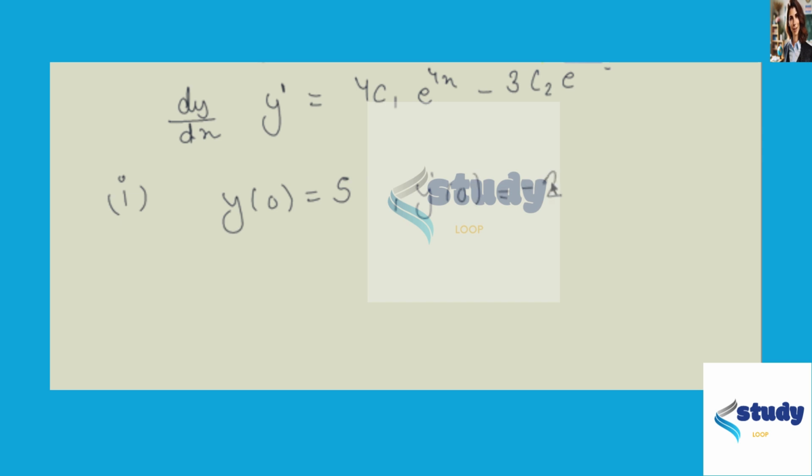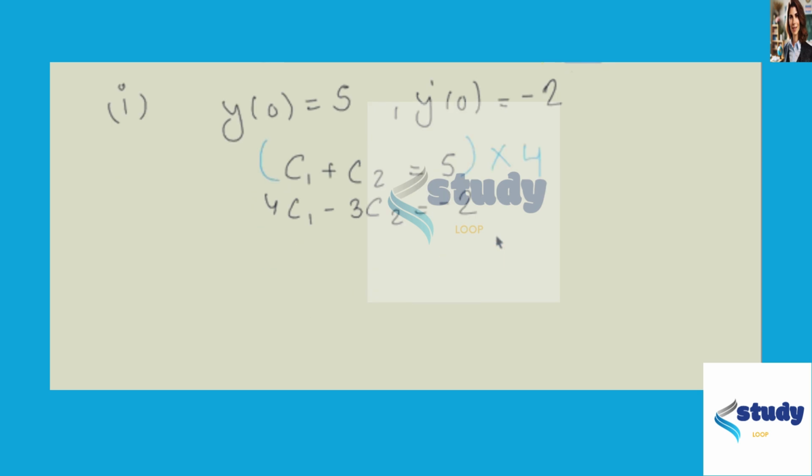Just putting the values, we get c1 plus c2 equals 5 and 4c1 minus 3c2 equals minus 2. We will use the elimination method to solve these two equations to find the value of c1 and c2. I'll multiply the first equation by 4 to eliminate c2. The first equation becomes 4c1 plus 4c2 equals 20. Now if we subtract these two equations, 7c2 comes out to be 22.